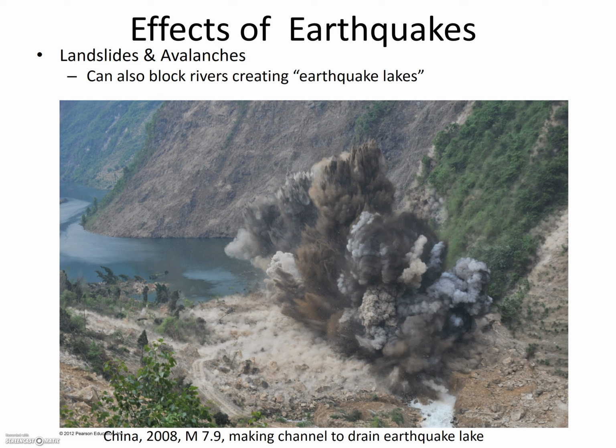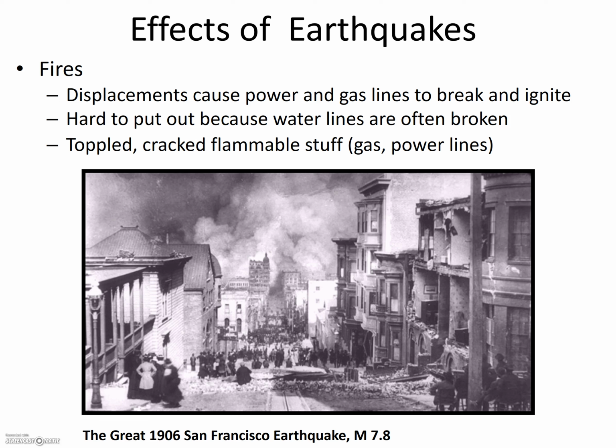flash flood. Fires are another common effect of earthquakes, due to ground displacement causing power and gas lines to break and ignite. These fires are hard to put out because water lines are often broken. There is also often toppled, cracked, flammable stuff, gas, power lines, etc., increasing the fire hazard after earthquakes. This image shows the great 1906 San Francisco earthquake, moment magnitude 7, where fire caused comparable damage to the earthquake itself.